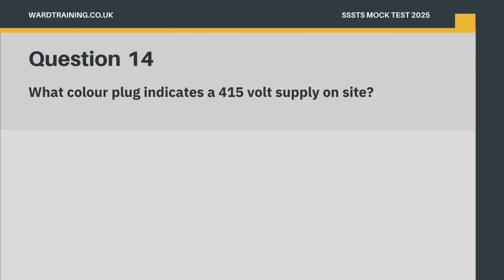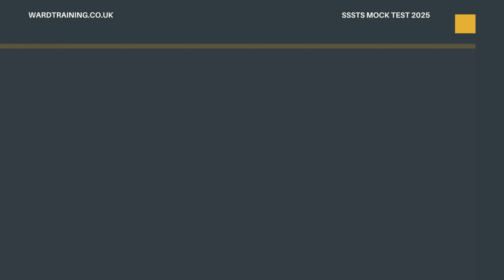Question 14. What color plug indicates a 415 volt supply on site? A. Yellow, B. Blue, C. Black, D. Red. Answer: D. Red.